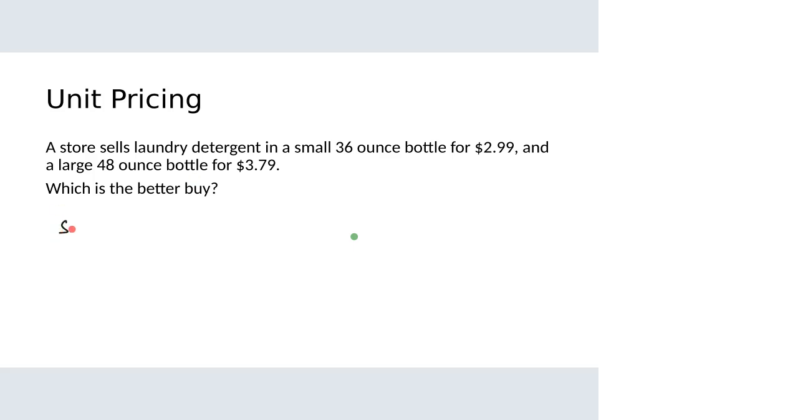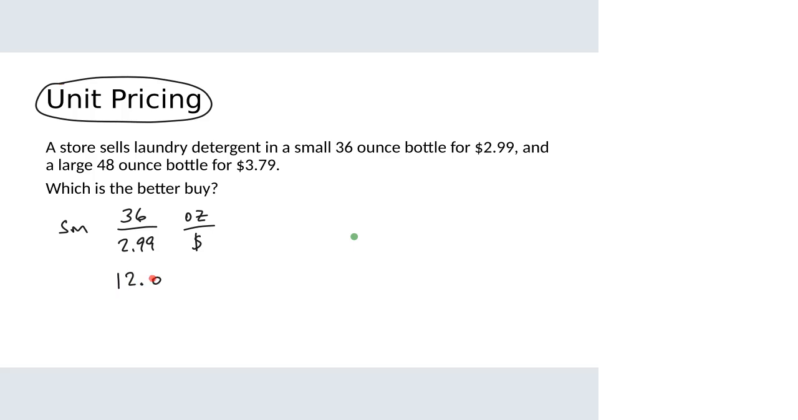That means for the small, I'm doing 36 ounces divided by $2.99. What I'm finding out here, if I do this approach, is I'm finding out how many ounces do I get for every dollar that I spend. That's a unit price. That's exactly what we're working on here, is unit pricing. How many ounces do I get for every dollar that I spend? 36 divided by $2.99. And I'm getting, this way, 12.04 ounces per dollar.